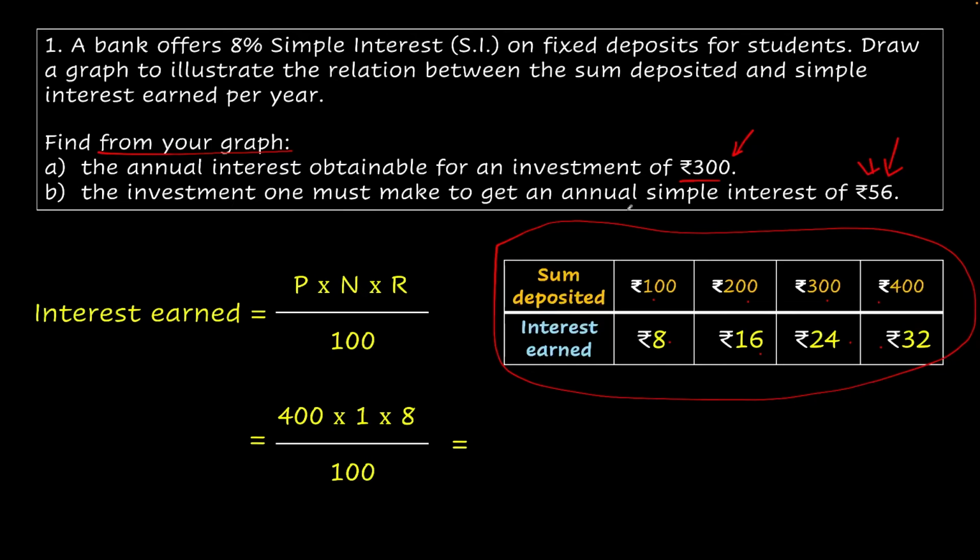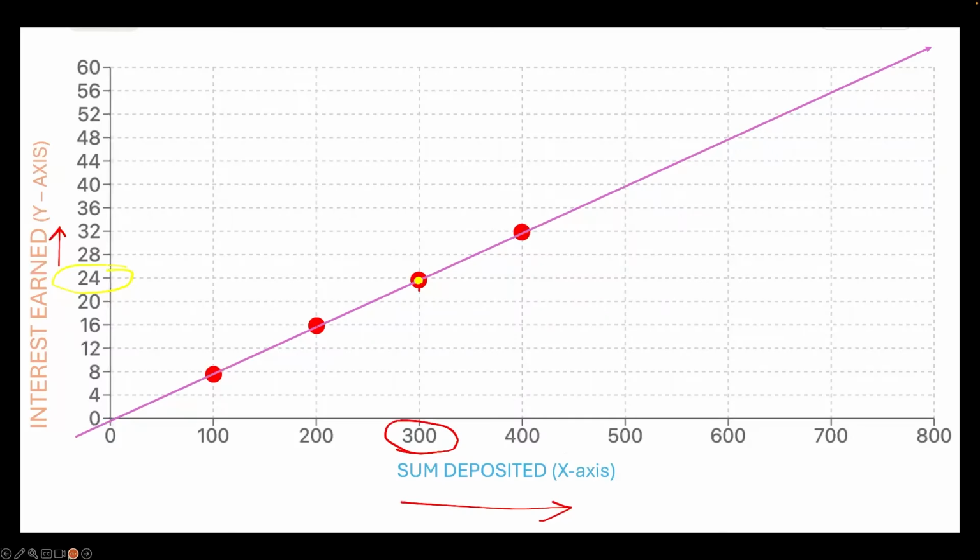The next question is, for an interest of 56 rupees, how much investment should one make? So if our investment is 56 rupees, which is on the y-axis, how much investment should I make? First I need to start at the y-axis and draw a line touching our violet line, which will tell us how much sum I should invest, because that is on the x-axis. So from 56, let's draw a line which will touch our violet line.